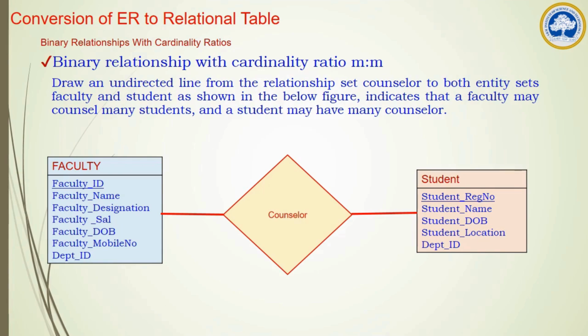The last type is where the cardinality ratio is many to many. Here both the entity sets will be connected with undirected lines from the relationship set. It indicates that a faculty may counsel many students. Similarly, a student may have many counselors. So this is how the binary relationship is connected.